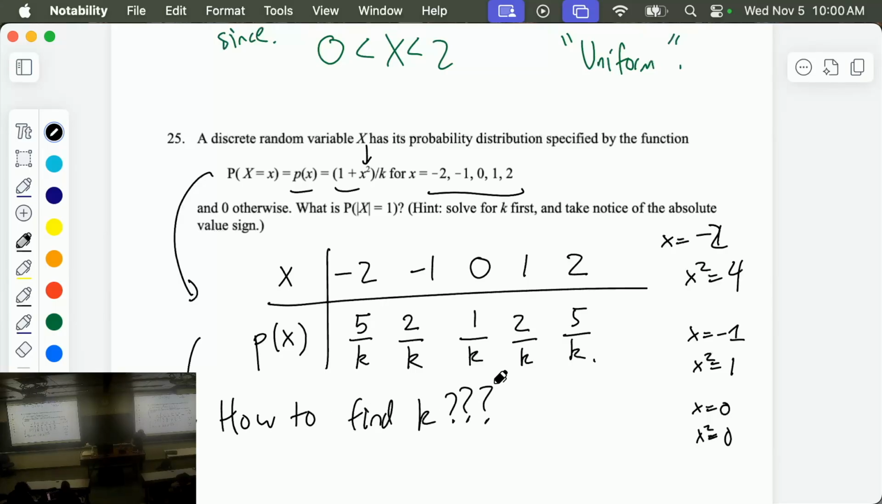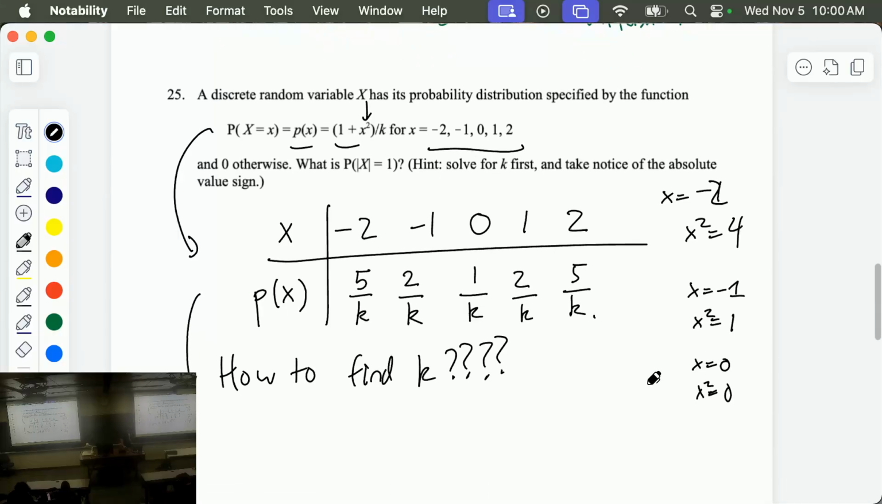Okay, and to know how to find k, this is one we've done in class a few times. You need to remember one fact about random variables. If you use that one fact, you will get an equation, and then you solve that equation, you'll find k. But what is that one fact that you must use? They all add to 1, yes, exactly. So all probabilities all together, it must add to 1.